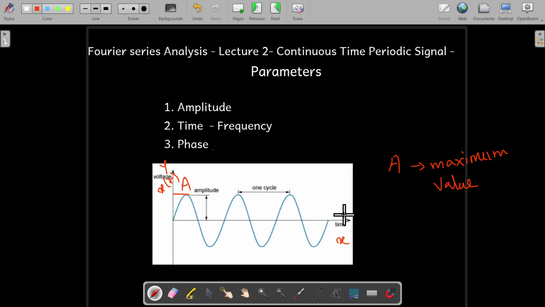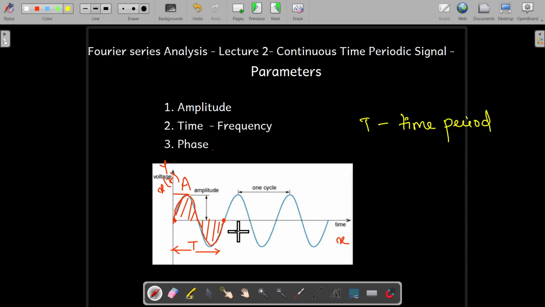And what about the time period? We say that this particular part represents the positive half cycle and this represents the negative half cycle. When the signal goes from 0 to the positive peak, then comes back to 0 again, reaches the negative peak and then reaches 0, it will take some time period, isn't it? From 0 to here, reaching the 0 again, this time period is taken as capital T. So capital T is the time period.